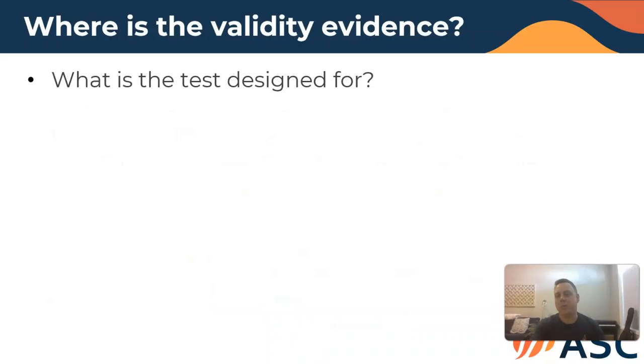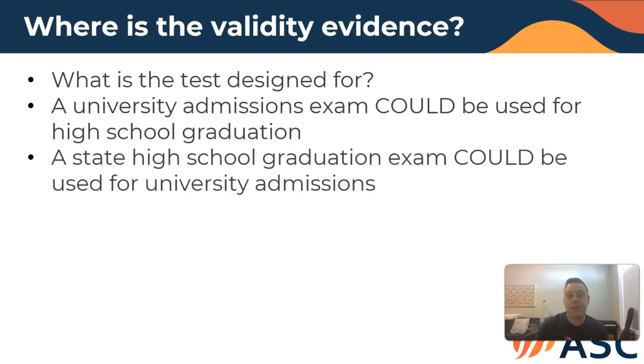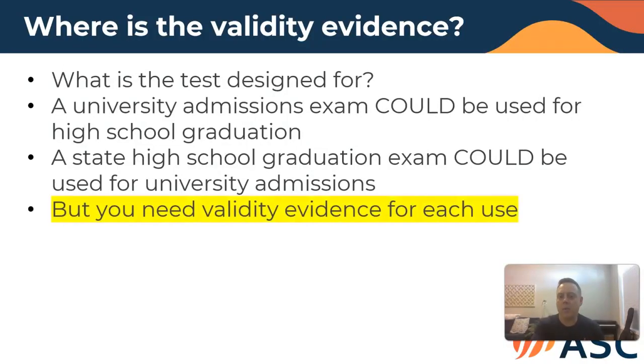So the key thing to remember is where the validity evidence is for and what the test was truly designed for. You can think about it this way. A university admissions test could be used for high school graduation. It's fairly close to it. And vice versa, a state high school graduation exam could be used for university admissions. That's not really what those were truly designed to do. Maybe there's a really strict high school graduation curriculum with science, but maybe the universities in your country don't teach much of science because, well, I suppose many university majors don't require any knowledge of science. And so then what comes down is having validity evidence for each use.